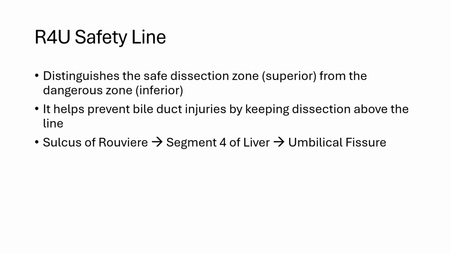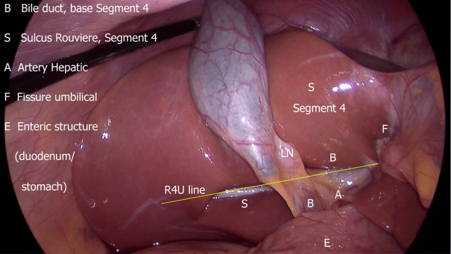You connect all those dots to make a straight line, and anything superior to the R4U safety line is safe for dissection. Anything inferior to that is dangerous and shouldn't be messed with. Here's this beautiful image that demonstrates everything that I just covered. So we have our critical view of safety. We've established the B-SAFE structures, and we've made the R4U line.